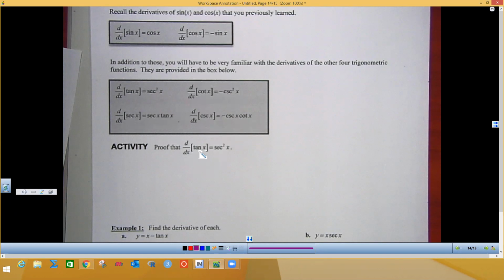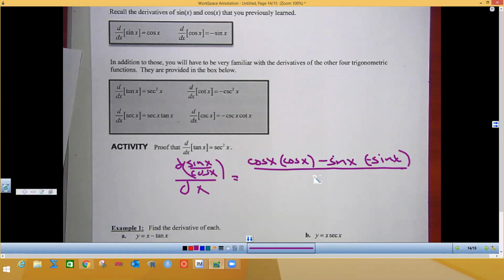So we're supposed to prove that the derivative of the tangent of x equals secant squared x. We're going to use some old stuff that we did. We change the tangent to sine x over cosine x, with respect to dx, which is going to be a quotient rule. So we do the bottom times the derivative of the top, minus the top times the derivative of the bottom, all over the bottom squared.